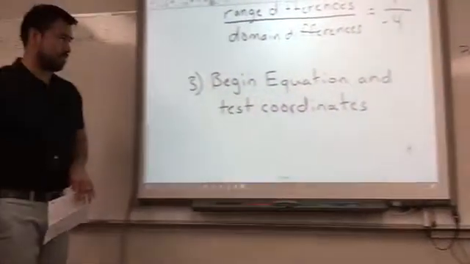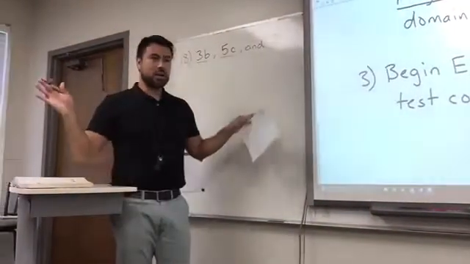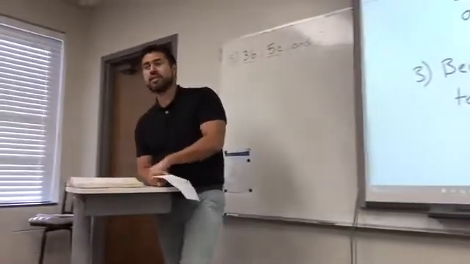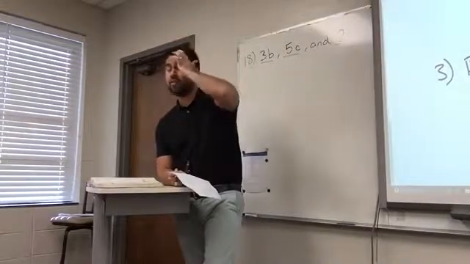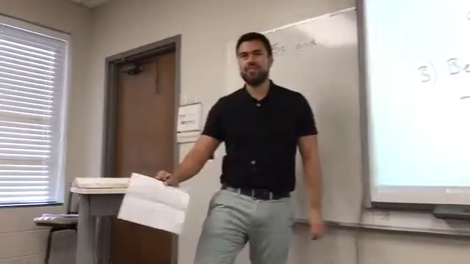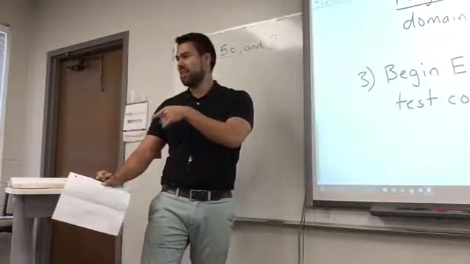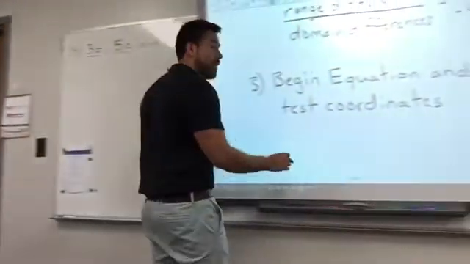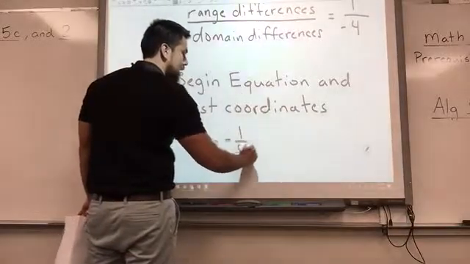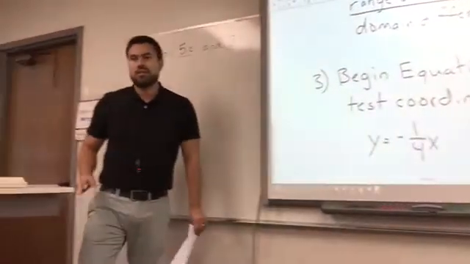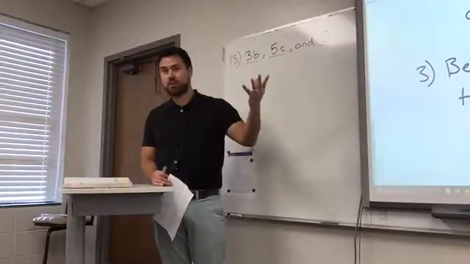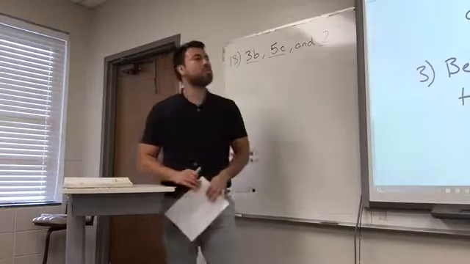Okay, here's a very important step. I'm going to begin my equation. What variables did I have in this equation, or in this table? What variables did I have? X and Y, right? So I have my equation. Y equals -1/4 X. Does that equation, not that specific one, but does that format look familiar to anyone? Yes. Okay.